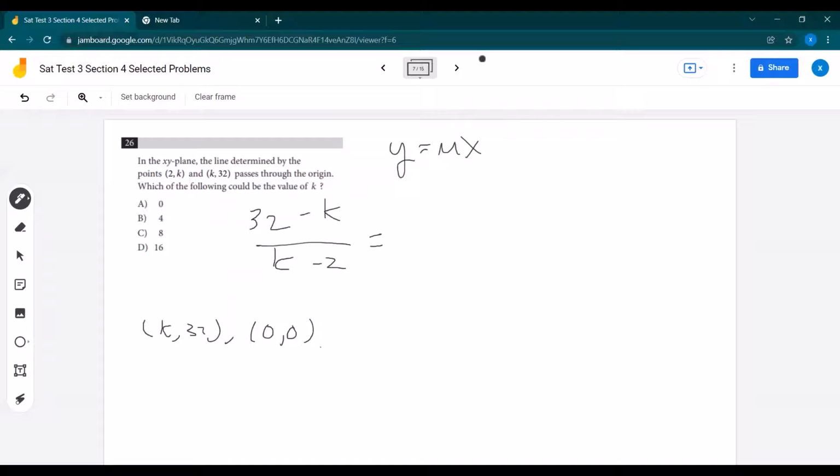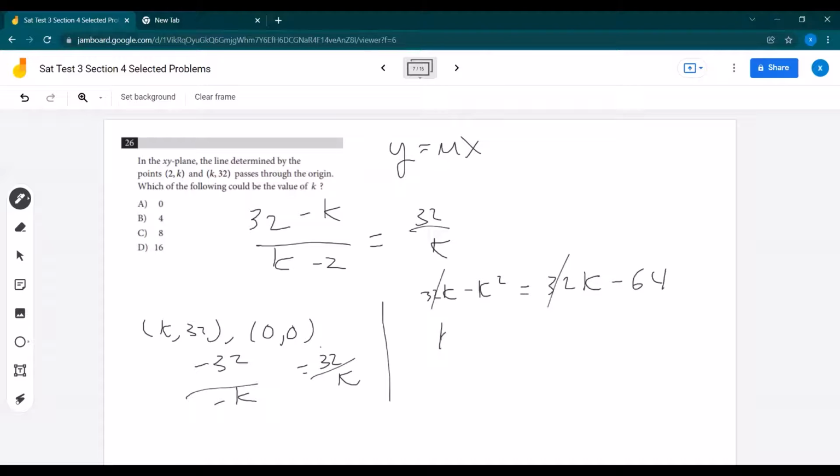So we'll get 0 minus 32, that's negative 32, over 0 minus k, which is negative k, which is the same thing as 32 over k. 32 over k is equal to this thing. Now we can cross multiply and solve. We'll get 32k minus k squared equals 32k minus 64. These two cancel. k squared equals 64, and therefore k is equal to plus or minus 8. They're asking which could be the value of k. Well, it's none of these because they don't contain an 8. Of course, we can take the positive value here, and our answer would be 8.